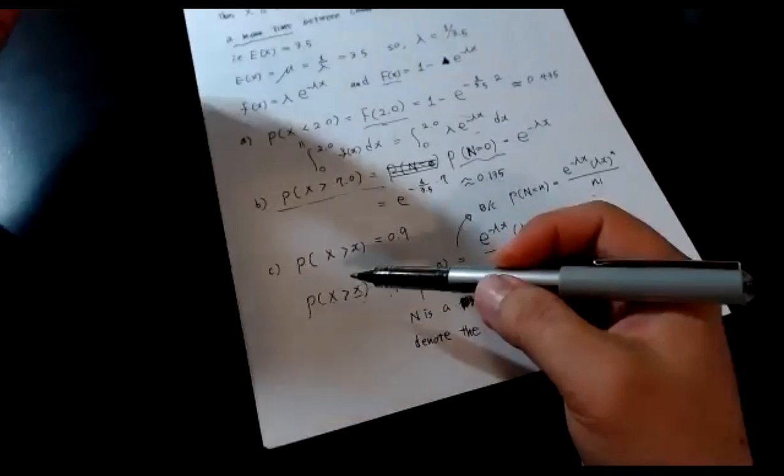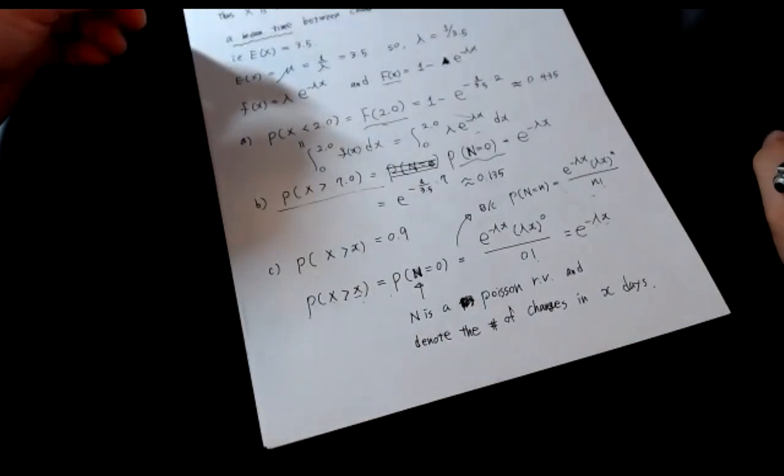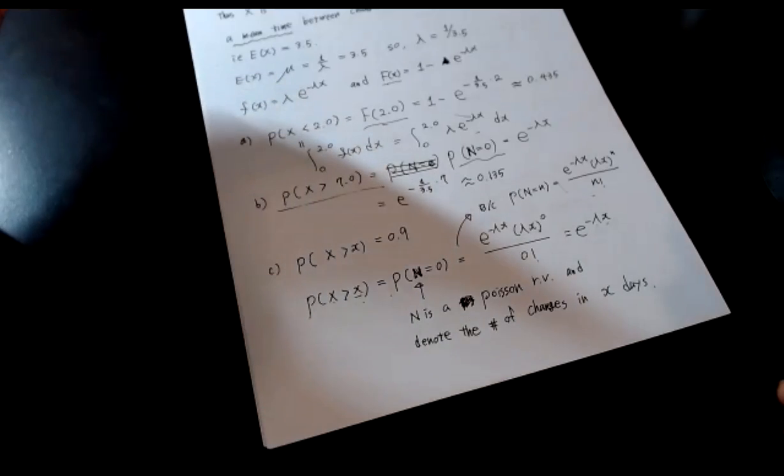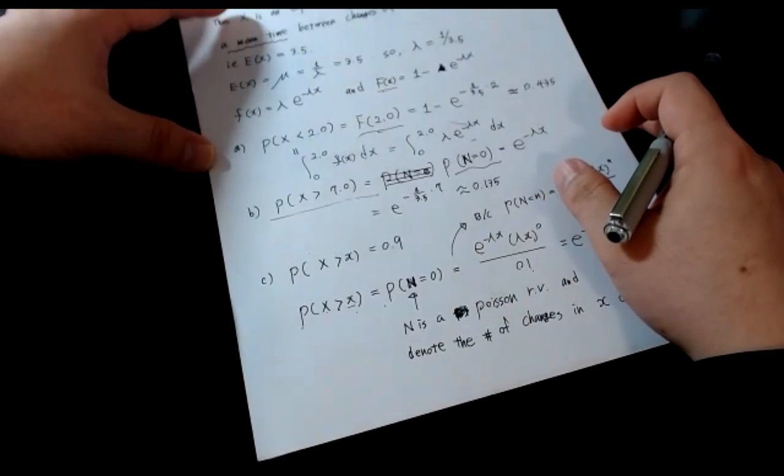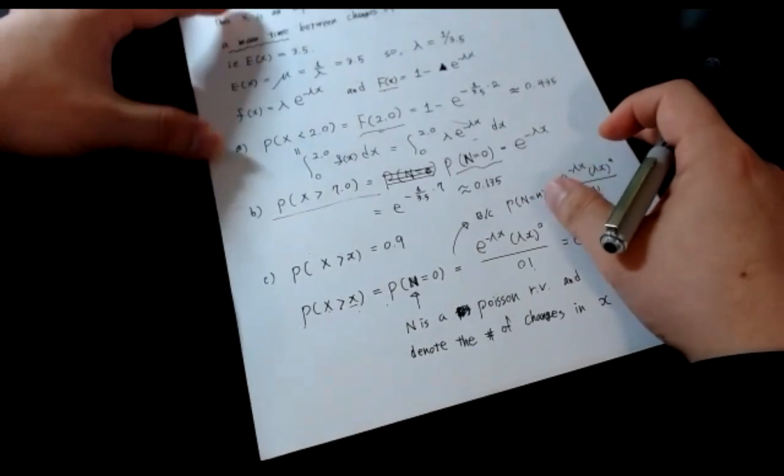Now the next question is this. Oh, where's the question? Give me a second. Oh, yeah. So what is the probability that the next change occurs in less than 10 days, given that it has not yet occurred after 3 days?